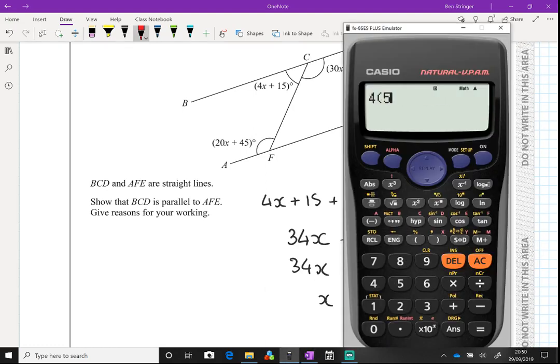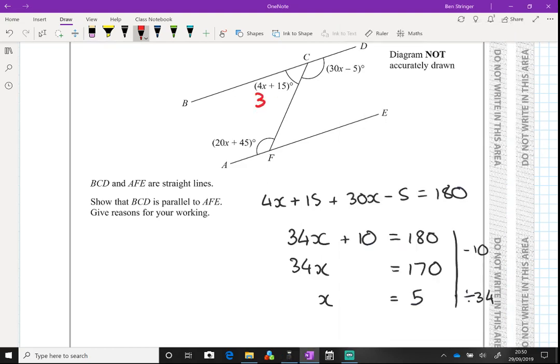So now if I substitute x is 5 into these three parts here, just to get a picture of what's going on. That one's 35. So 4x plus 15. Let's sub x equals 5 in. Give the reader a little bit of interpretation as to what's going on. That goes to 35.